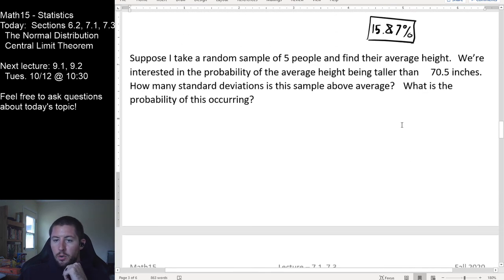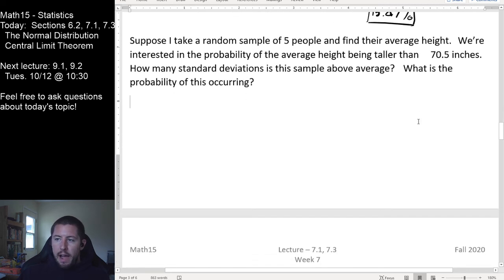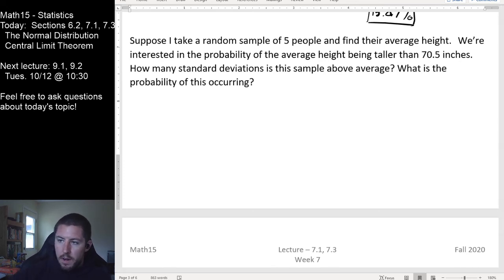Right? So let's do another one of these here. Suppose I now take a random sample. This is where it gets interesting. I'm now going to take a random sample of 5 people and find their average height. We're interested in the probability of the average height of those people being taller than 70.5 inches. That's going to be harder, right? It's harder for a group of people to deviate from average.